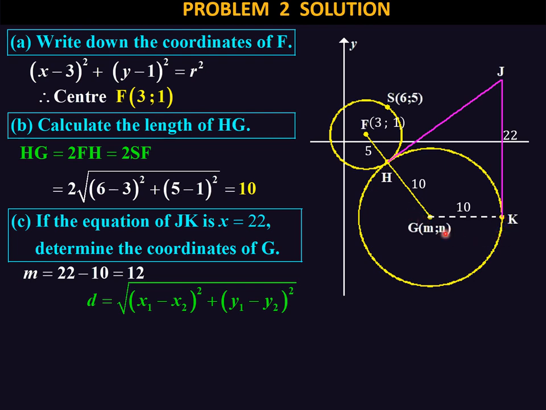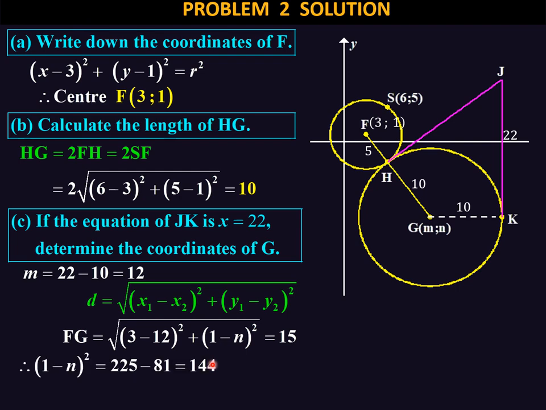We need to find the distance now. So I need to see what that distance, that is the y value, needs to be calculated. Now I know that distance is 5 and that distance is 10. I have a 3 and a 1, and I have a 12 and an n. So just the n is missing. So I can work out the distance of FG. And how long is FG? FG is 15. So I use the coordinates of F and the coordinates of G. Remember, m is 12, and that's what I get.